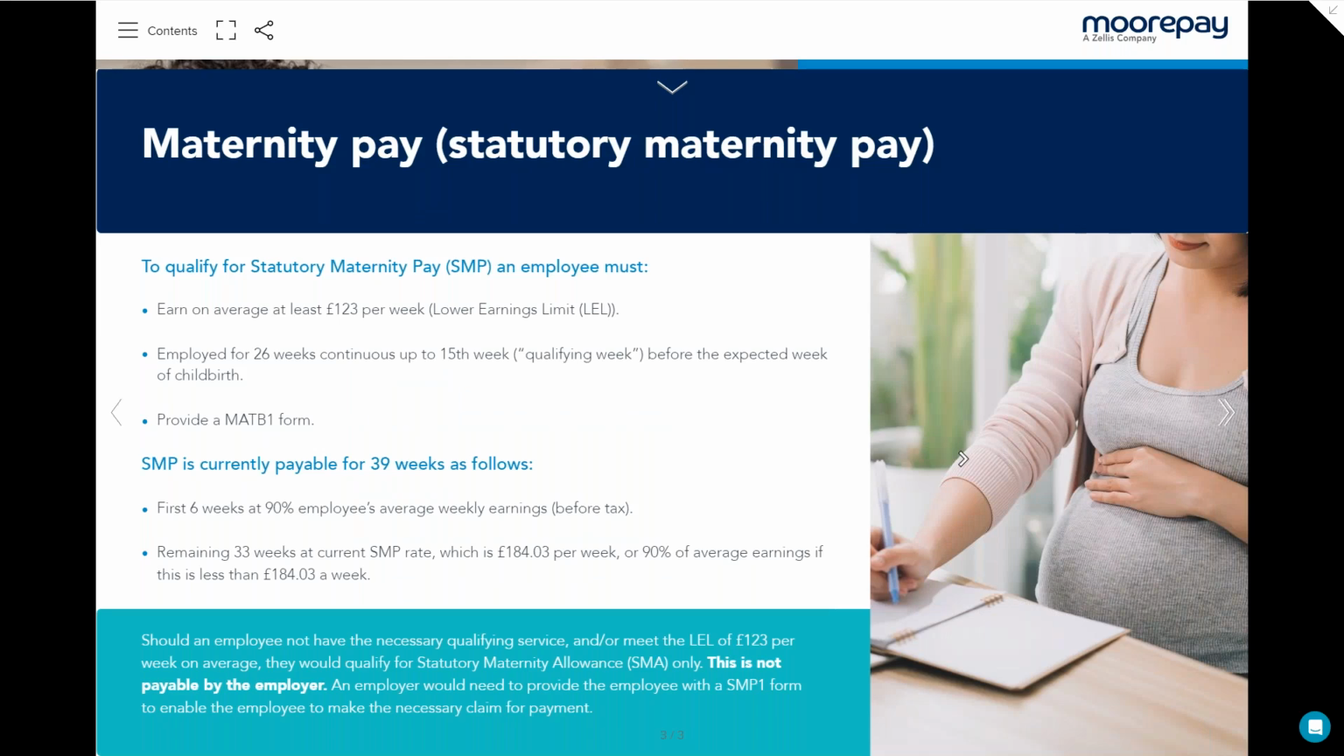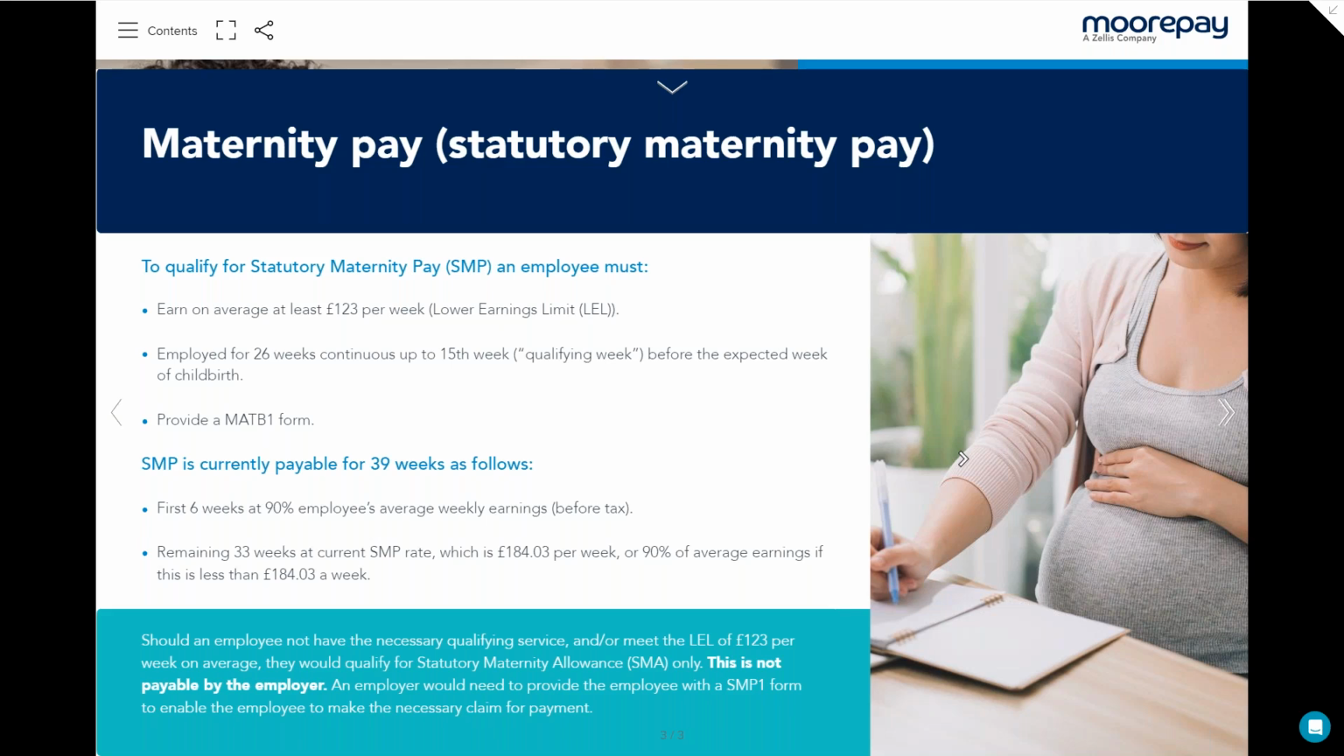So we're just going to cover pay now. This is a bit complicated, and I'm sure when it comes to it, your payroll department will support you with it, but this is the basic overview of entitlement. To qualify for statutory maternity pay, an employee must earn on average £123 per week. That's called the lower earnings limit. The employee needs to be employed as well.